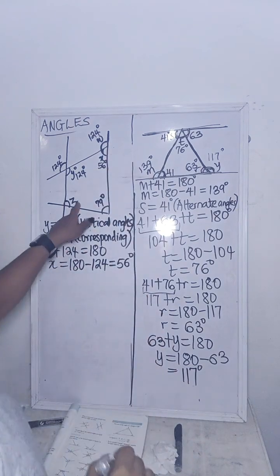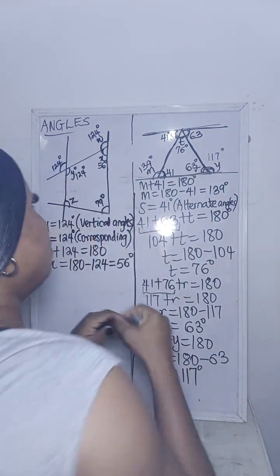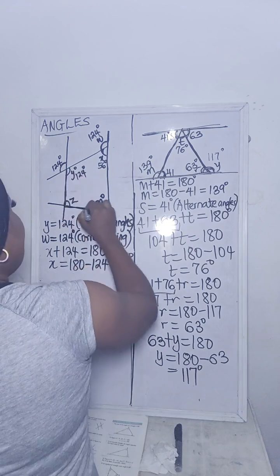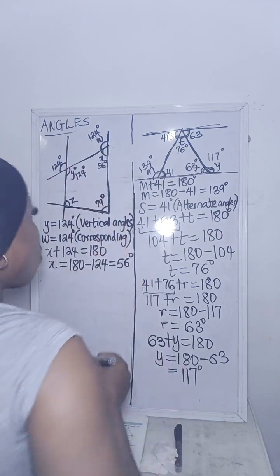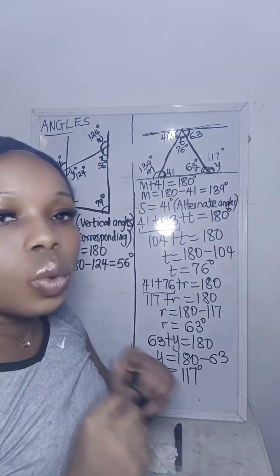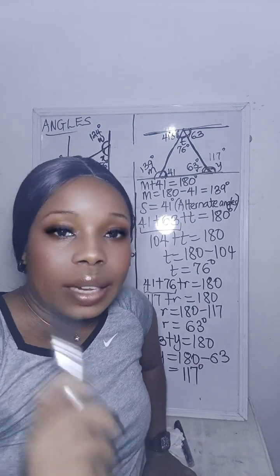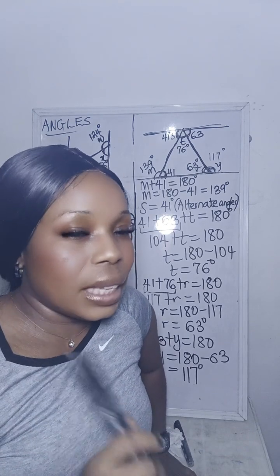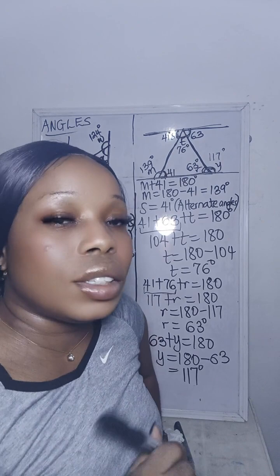Now we are left with z. How do we get z? You would notice that this shape inside here is a quadrilateral. Quadrilaterals are four-sided shapes, and the sum of angles in a quadrilateral is 360 degrees. Yes, the sum of angles in a quadrilateral is 360 degrees.